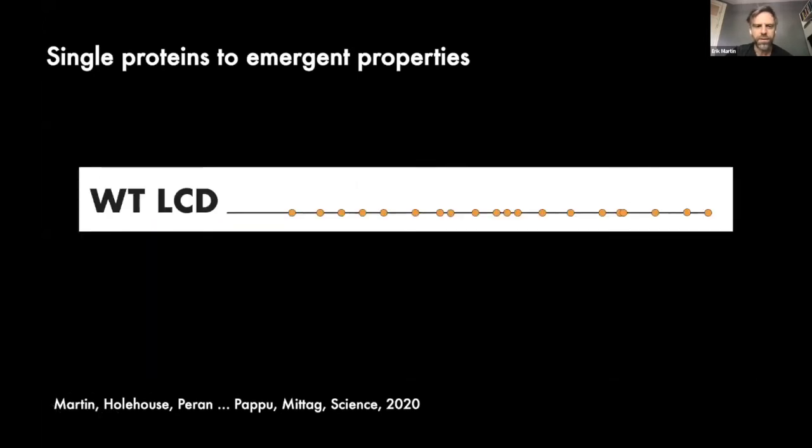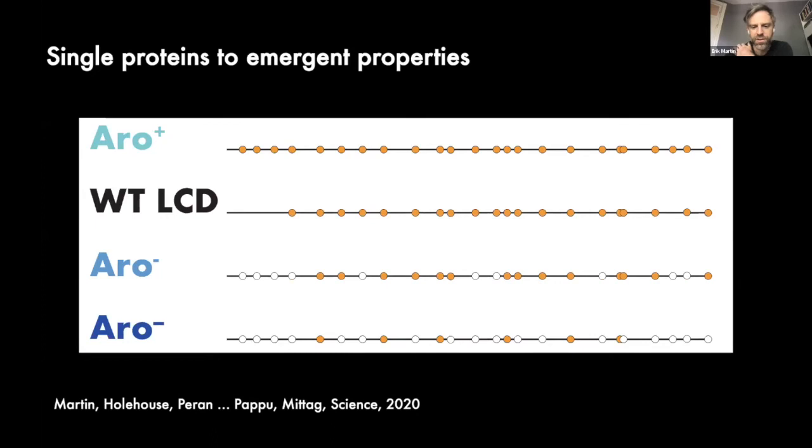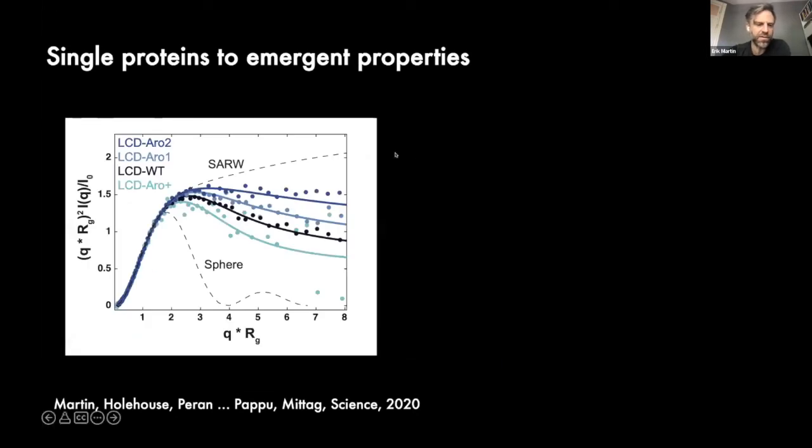So to get a bit deeper into this and confirm that our model is correct, we started making variations of the wild type low complexity domain. First, we increased the number of aromatic amino acids by 30%, and then made a series of deletions where we essentially removed aromatic amino acids. And if our hypothesis was correct that these are the dispersed interactions, we should see a fairly linear trend between the number of aromatic amino acids and the shape of the protein. And indeed, this is what we observed.